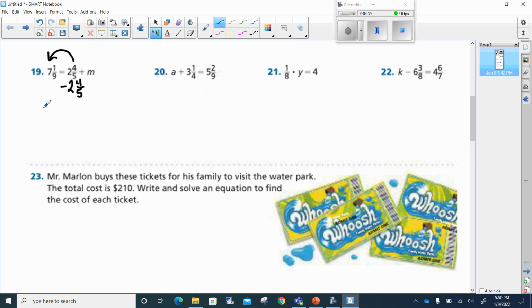But remember, whatever I do to one side of an equation, I have to do to the other. So my m comes down. Well, anything minus itself is 0. I'm not going to put 0 down there. It's pointless. And now I have to find a way to subtract 2 and 4/5 from this side.